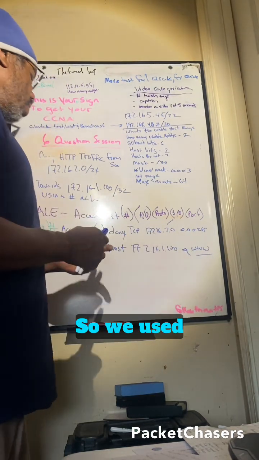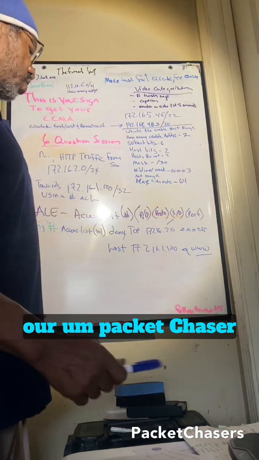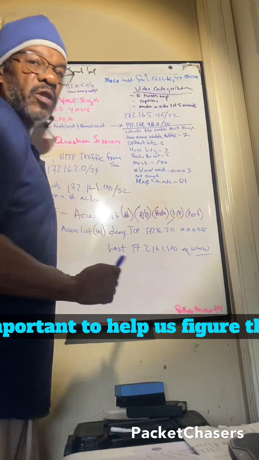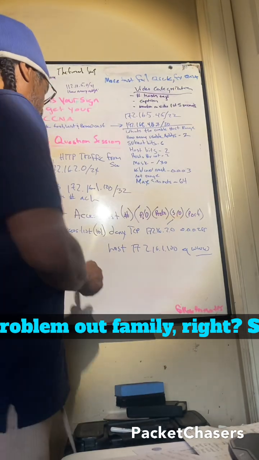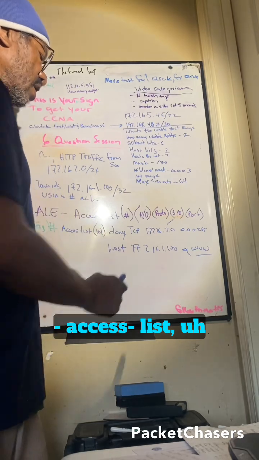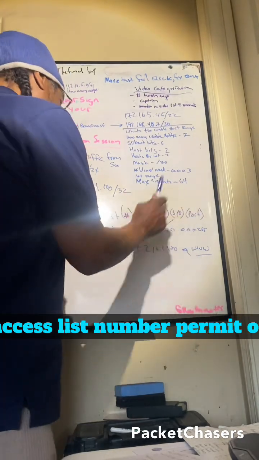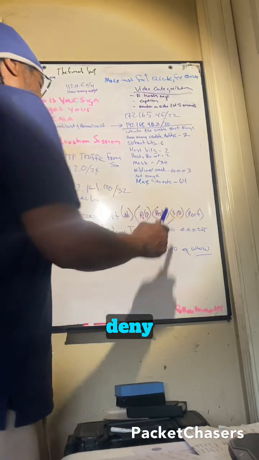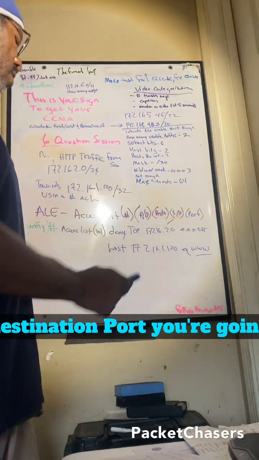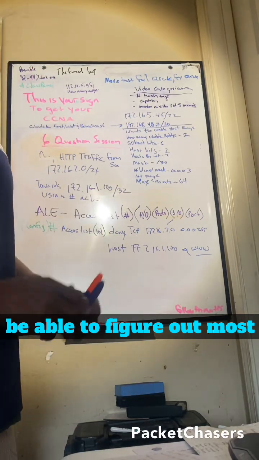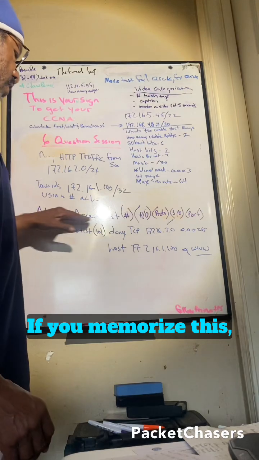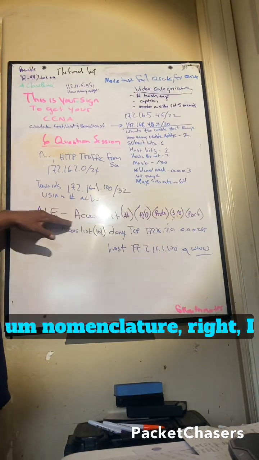So we used our packet chaser chart right here. That's why it's important to help us figure this problem out, family, right? So on the packet chaser chart: ALE, access list, access list number, permit or deny, protocol, source, destination, port. You're going to be able to figure out most of these types of questions if you memorize this nomenclature, right?